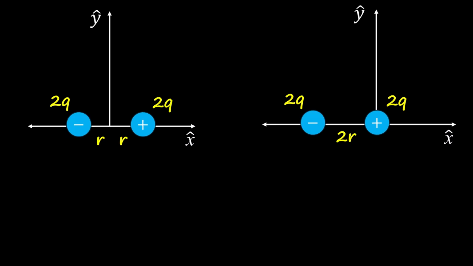This example is very interesting because here we have two different systems. The only difference between these two is the frame of reference. As you can see, on the left hand side the origin is at the center, but on the right hand side the origin is on the plus 2Q charge. So in both the systems, if we check the net charge, the net charge is 0 because plus 2Q minus 2Q is 0.